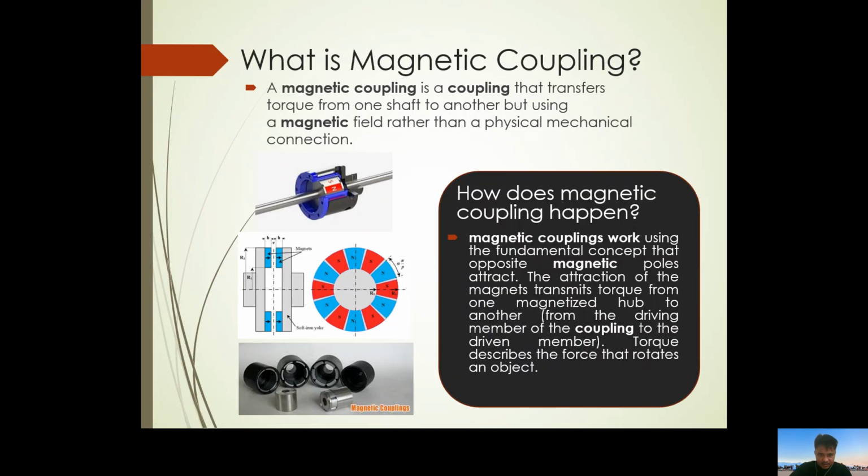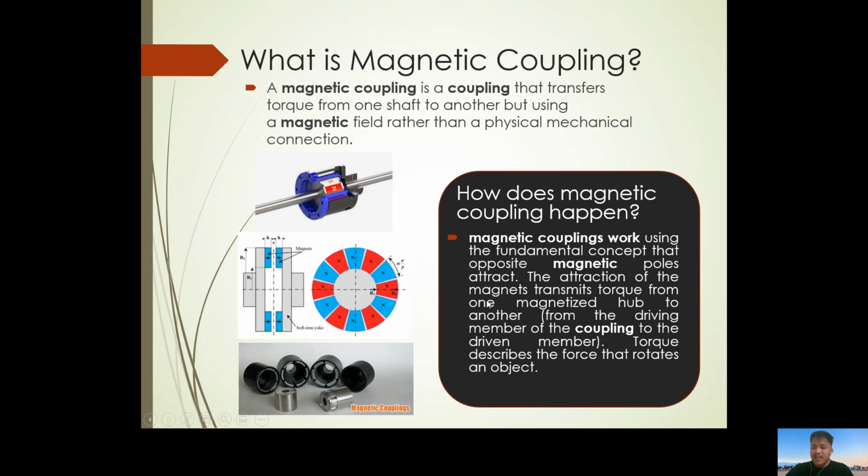Next, we will be moving on to the magnetic coupling. A magnetic coupling is a coupling that transfers torque from one shaft to another using a magnetic field rather than a physical mechanical connection. Just to explain more.